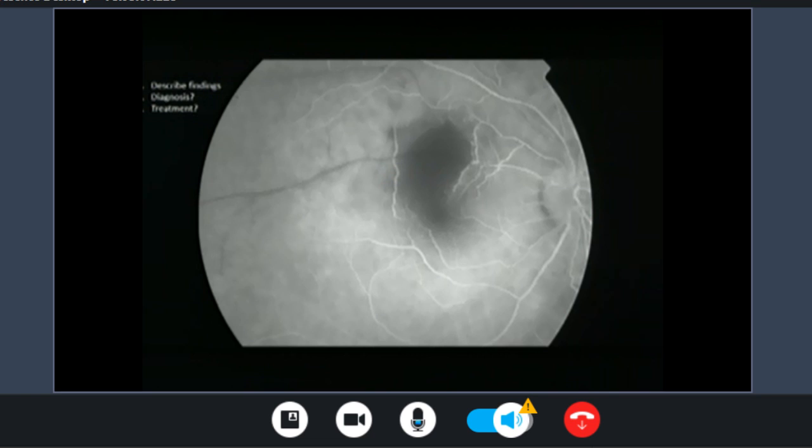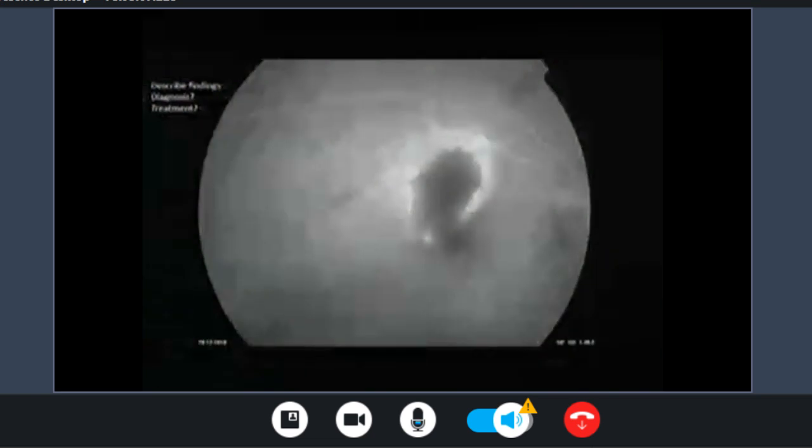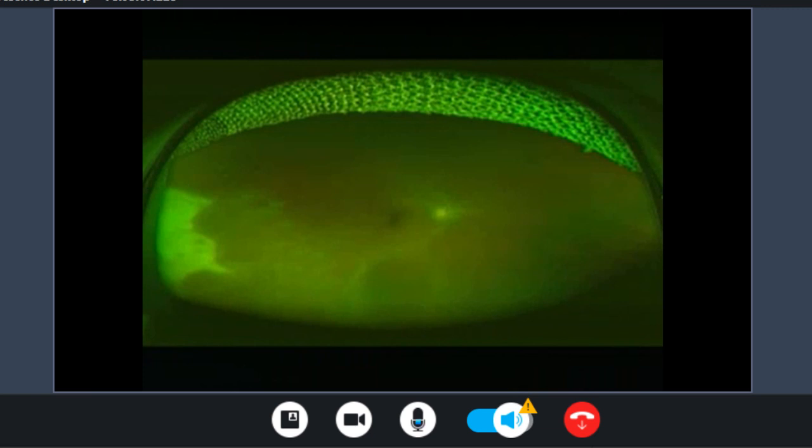Okay. Last question, bonus question. This is a 55-year-old female with diabetes and hypertension, complaining of decreased vision in the right eye for 1 month. VA 20/40, plus two cells and plus two vitreous cells and haze.